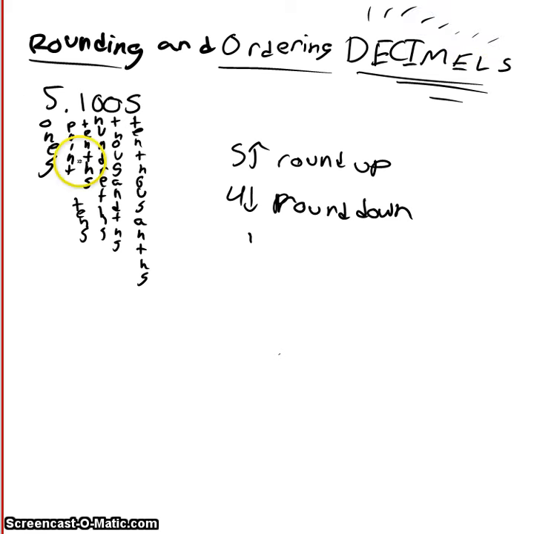Okay, so this number is the ones place. This is the decimal. This is the tenths place. And remember, the tenths place is not the same as the tens place. This is the hundredths place, this is the thousandths place, and this is the ten-thousandths place. So this is your number. The rule of rounding is that 5 and up you round up, 4 and down you round down.